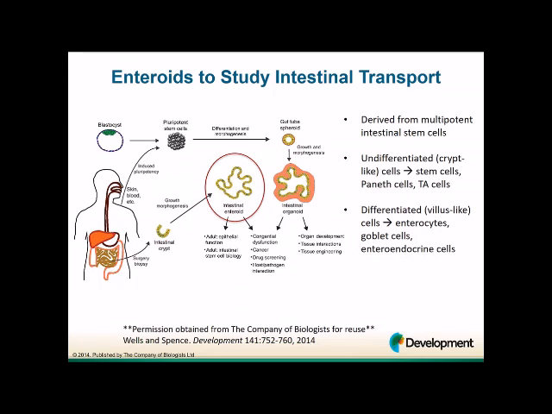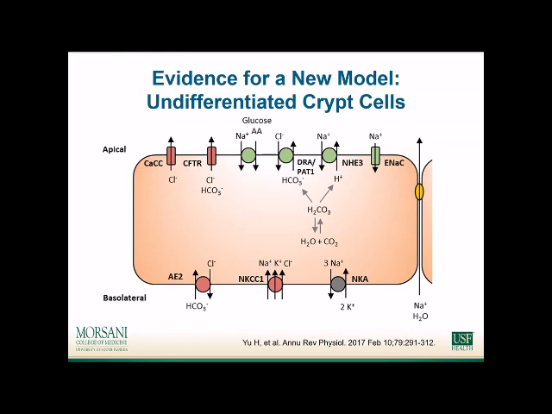And that's really important for studying not only basic physiology of how we think things work, but also using them to look at additional things like host pathogen interactions and drug screenings. But Walter Boron's group did a nice job of using these intestinal enteroids to really look at transport within these undifferentiated crypt-like cells and the differentiated villus-like cells.